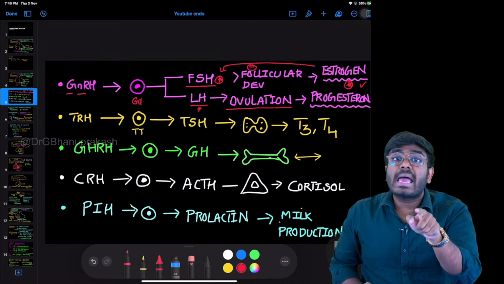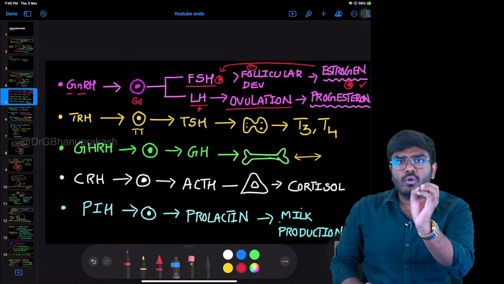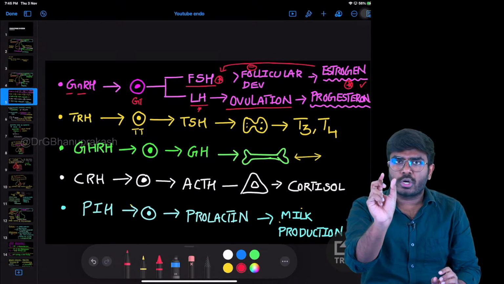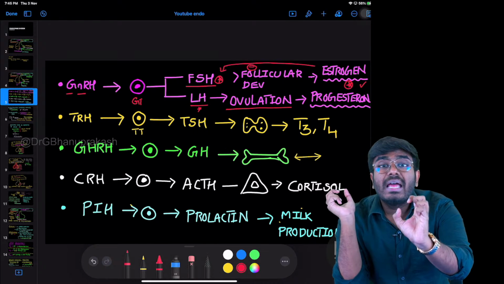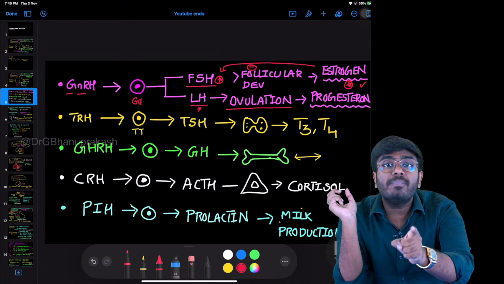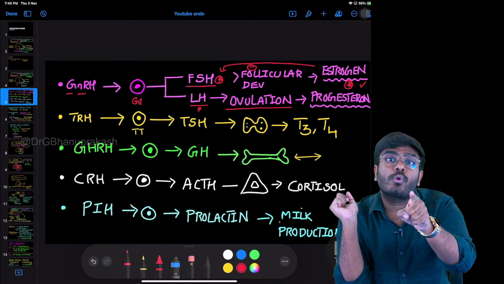So ovulation has happened. Ovulation is because of which hormone? LH, sir. Now after ovulation, we have the oocyte, there is no doubt. Now what happened to this ruptured Graafian follicle? The ruptured Graafian follicle becomes the corpus luteum. Now this corpus luteum is producing progesterone.